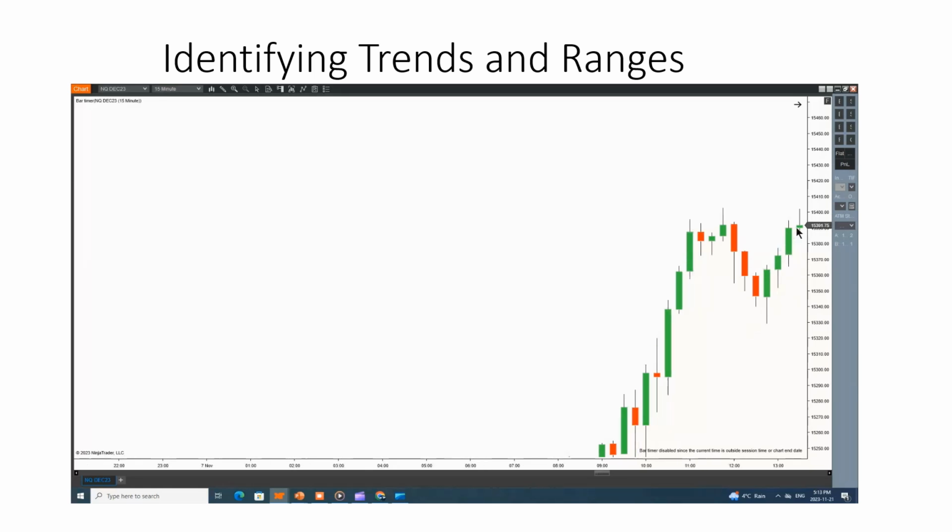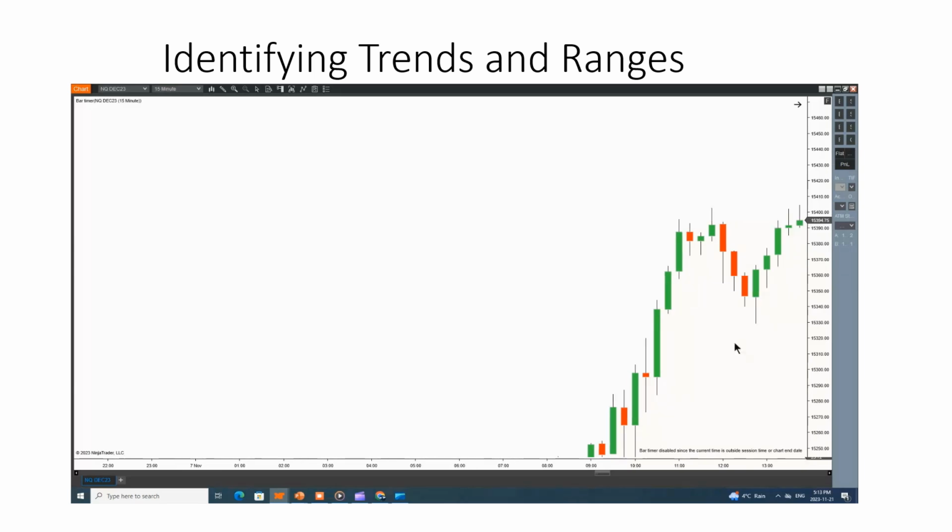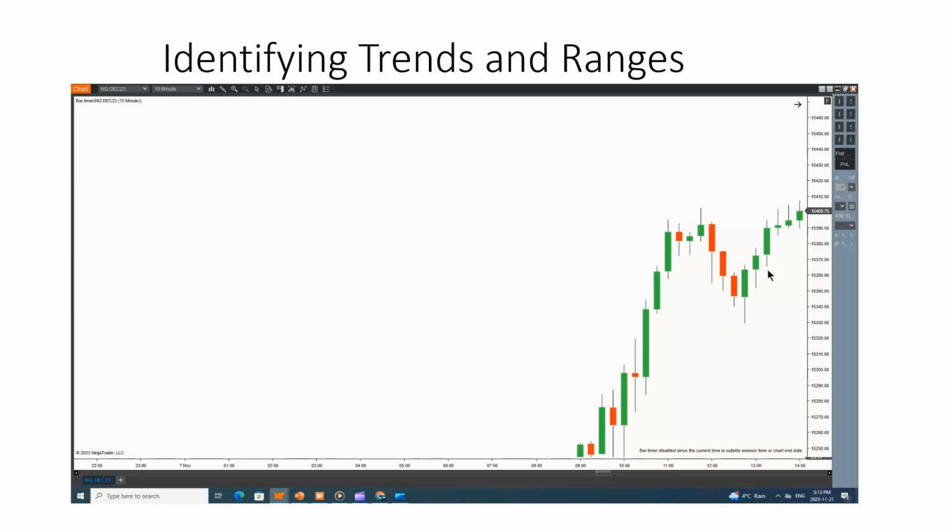How about now? Still, the trend is up. Now even though this, yeah, still the trend is up. Why? Because the last three bars are of green color and they're making higher closes. The market is in the uptrend. The market is still in an uptrend.